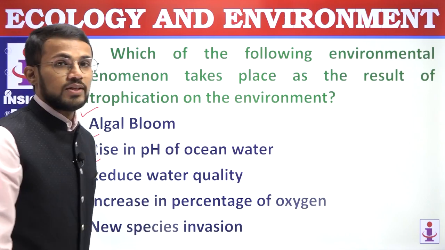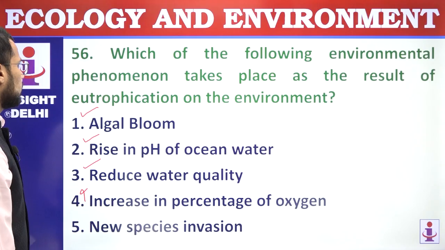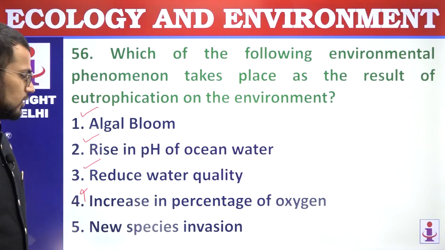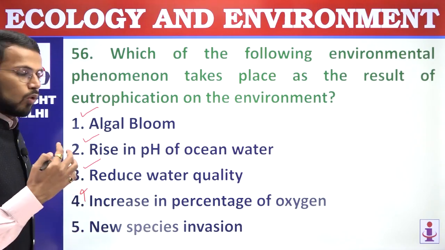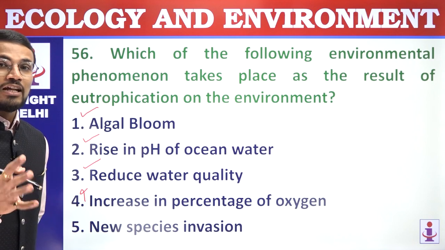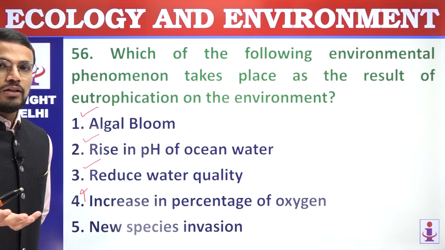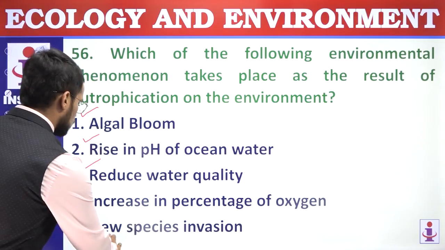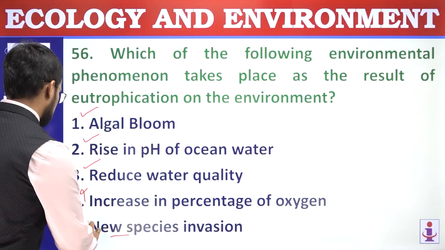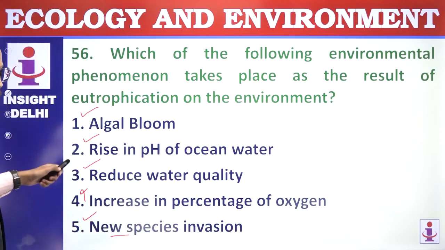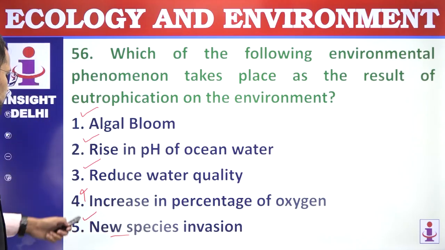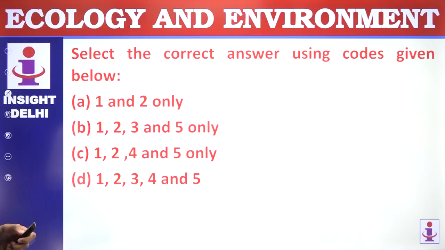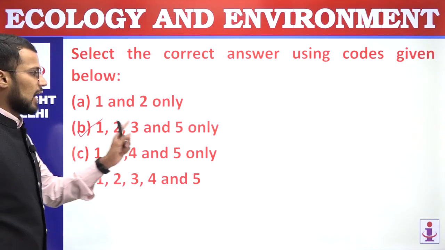So new species invasion does occur because there will be an impact on the water ecosystem where anaerobic conditions will be created, and those anaerobic conditions can be favored by some organisms, and hence new species may occur. Fifth is correct. So first, second, third and fifth are correct, and that's why the answer is B, 1, 2, 3 and 5.